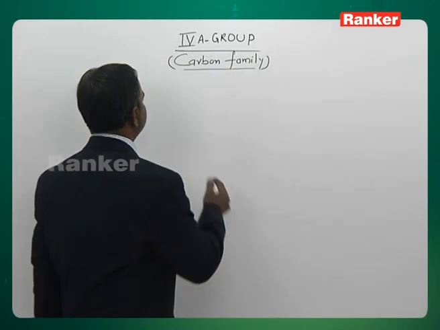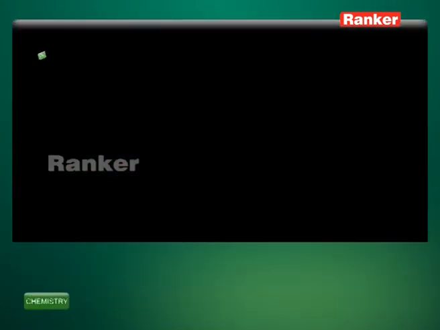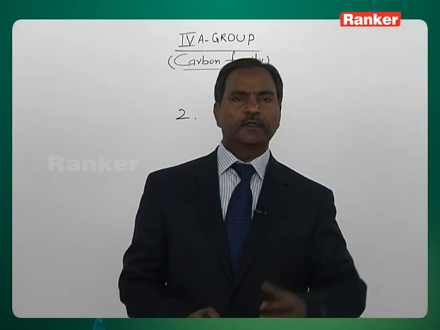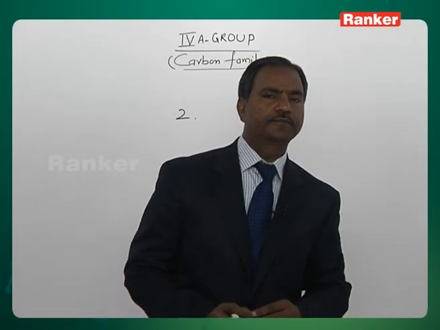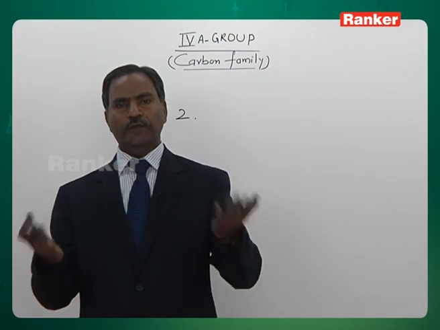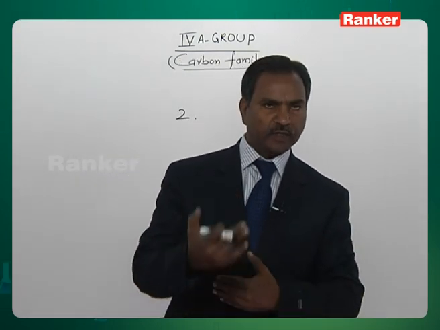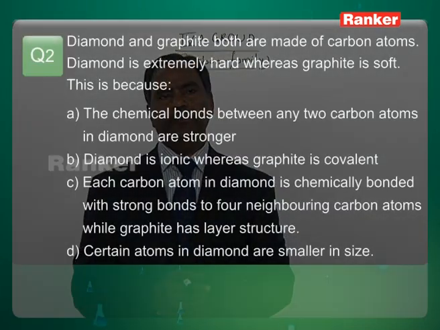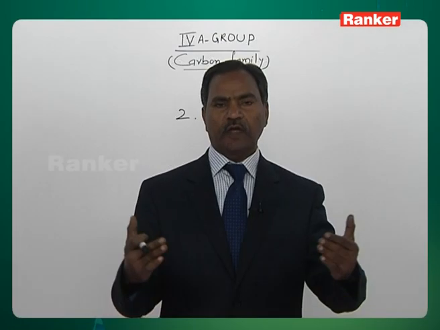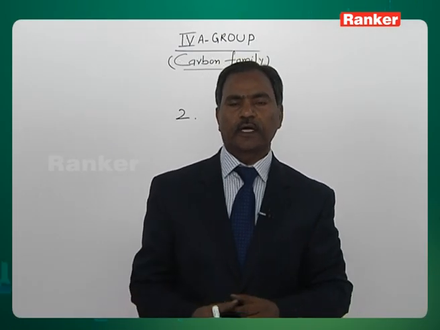Question number 2. Diamond and graphite both are made of carbon atoms. Diamond is extremely hard, whereas graphite is soft. Both are allotropes of carbon. What is the reason behind it? Coming to option A: the chemical bond between any two carbon atoms in diamond is stronger. Between two carbon atoms, the bond is stronger.